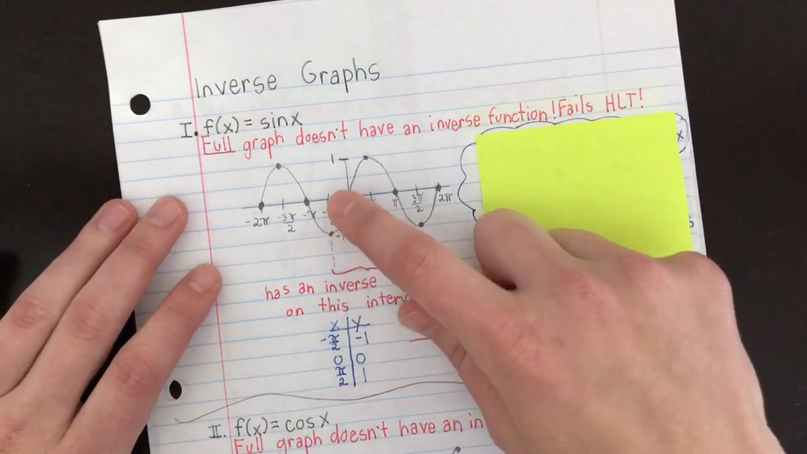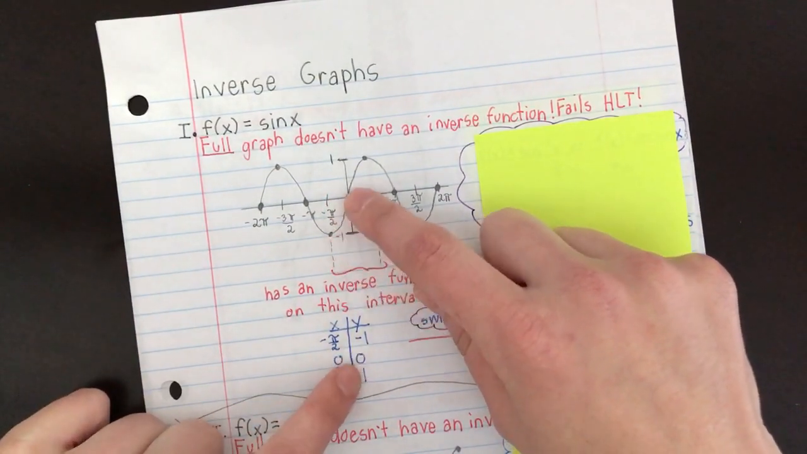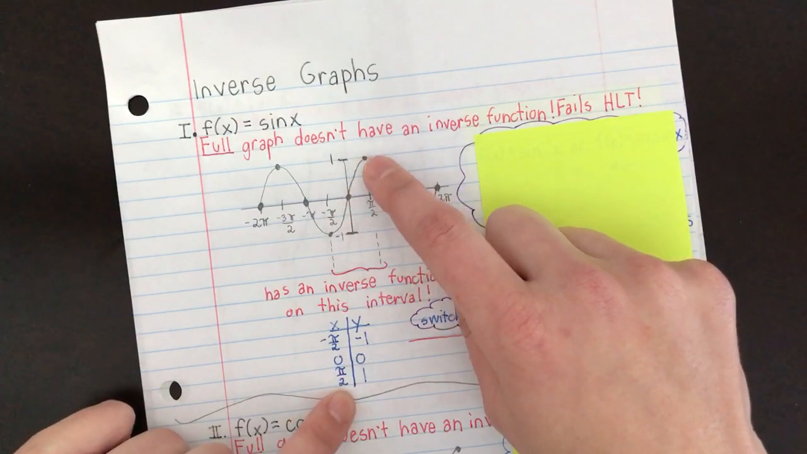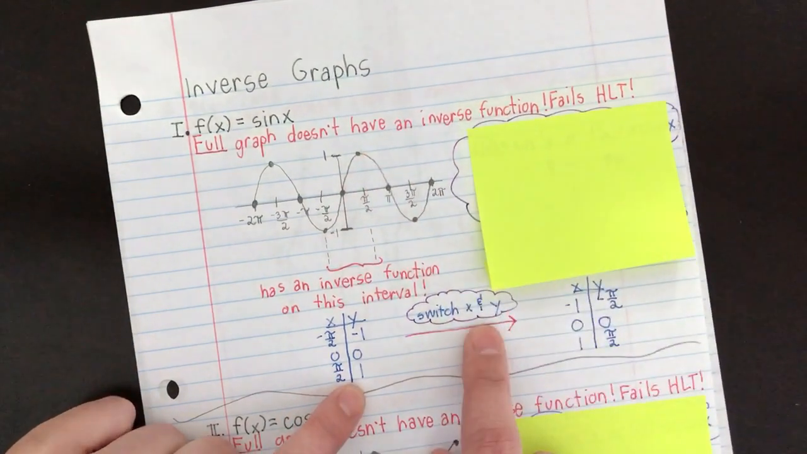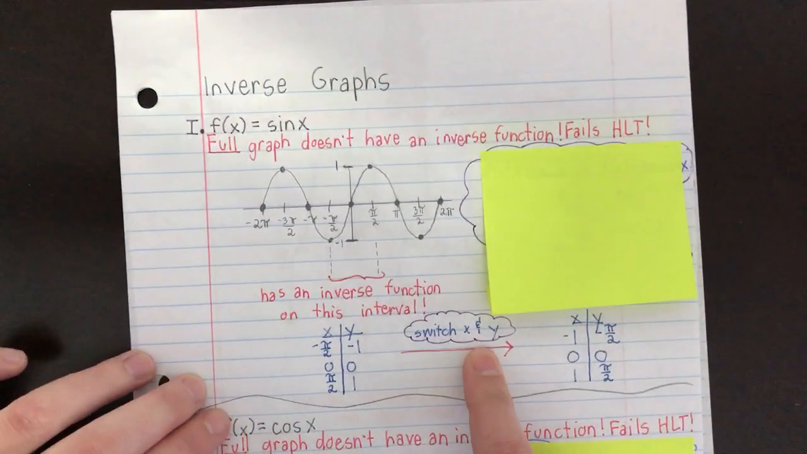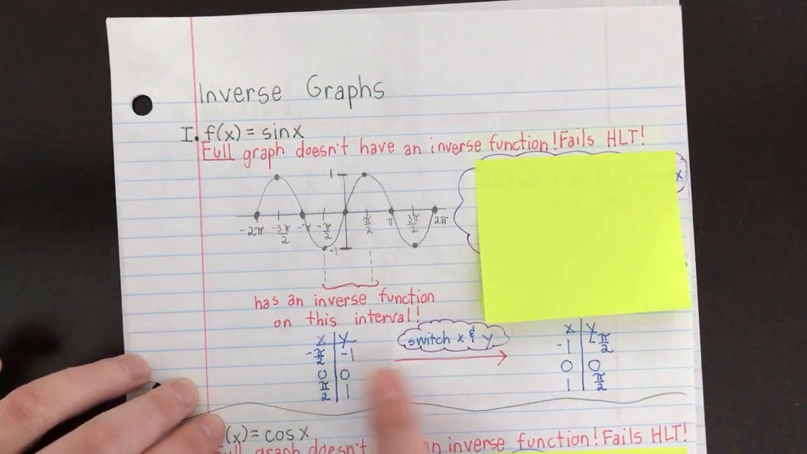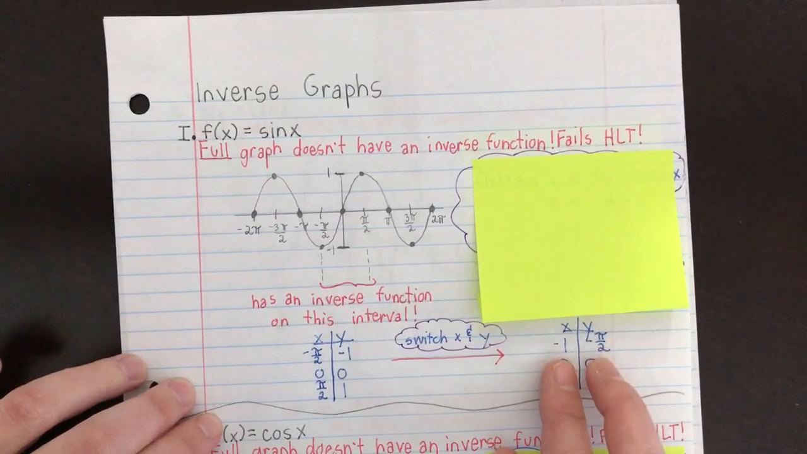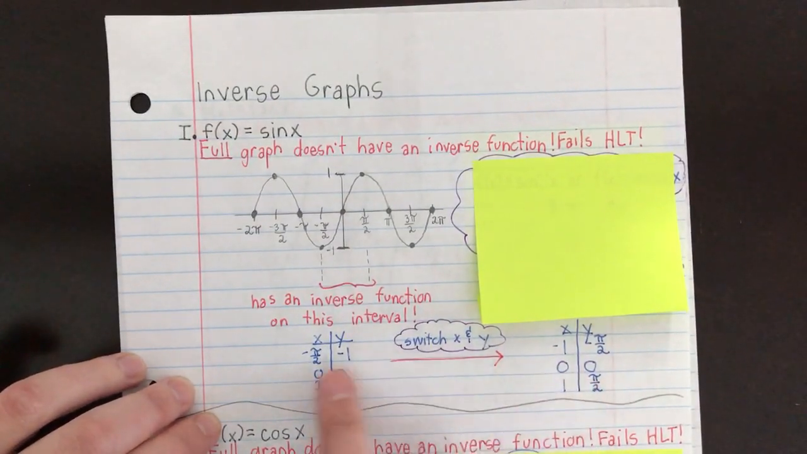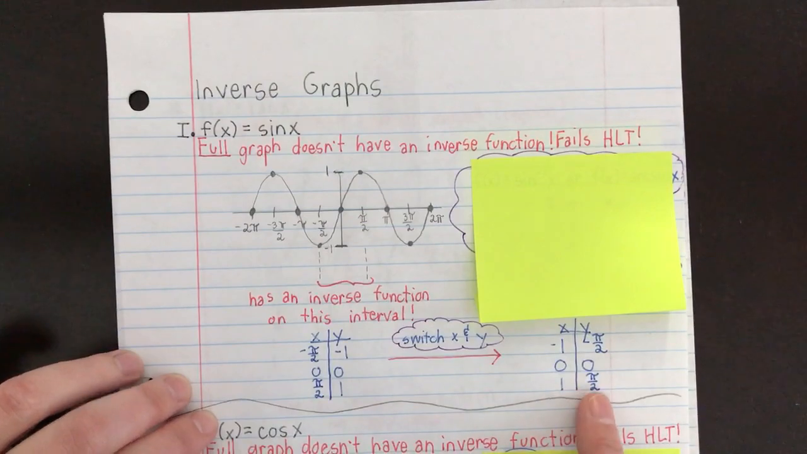The 3 points we're using are negative pi over 2, negative 1; 0, 0; and pi over 2, comma 1. Remember, to get the inverse, you will switch the x and the y's. So negative pi over 2, negative 1 will switch to negative 1, negative pi over 2; 0, 0 stays 0, 0; and pi over 2, comma 1 becomes 1, pi over 2.